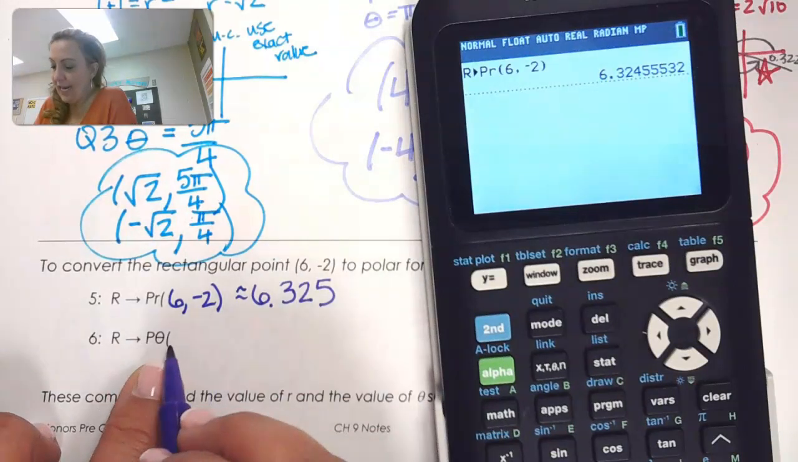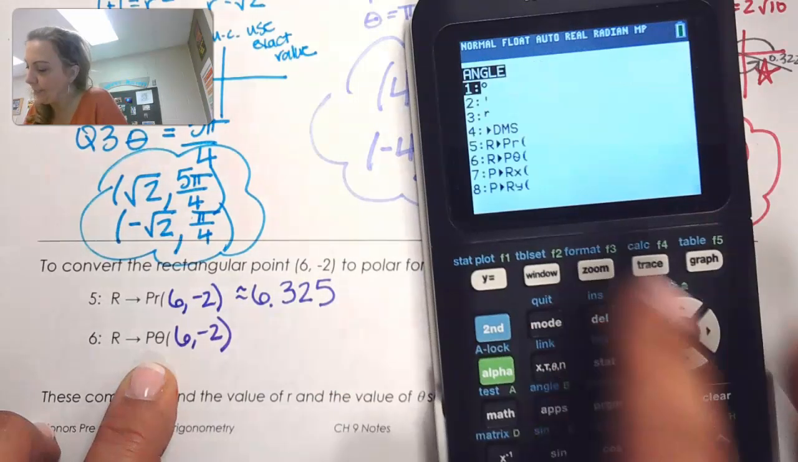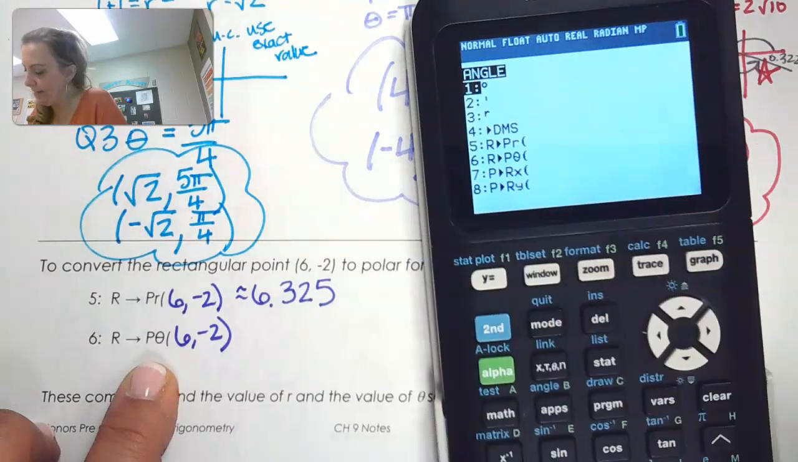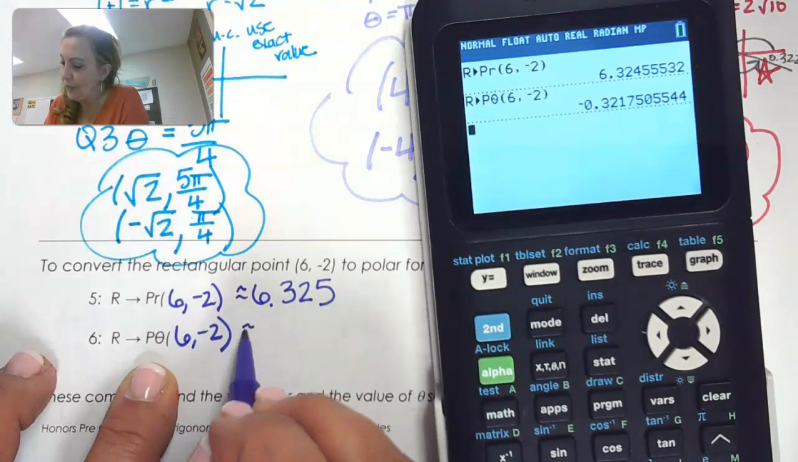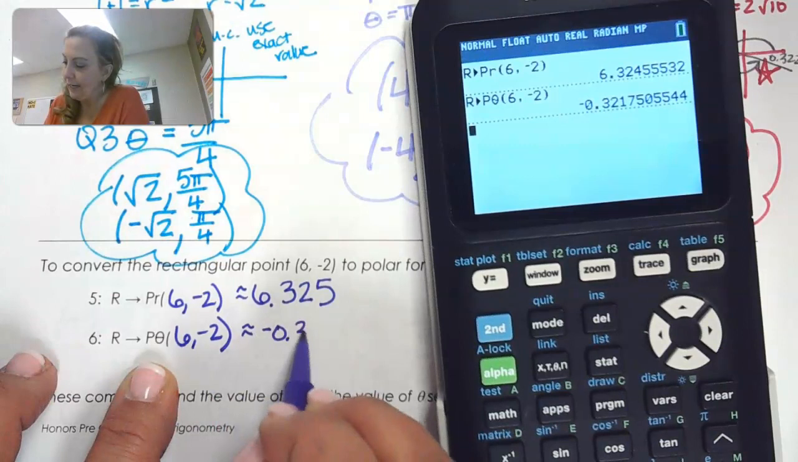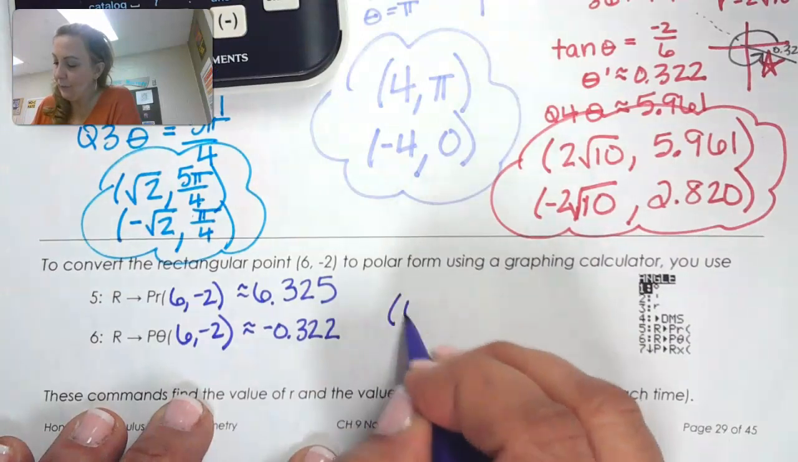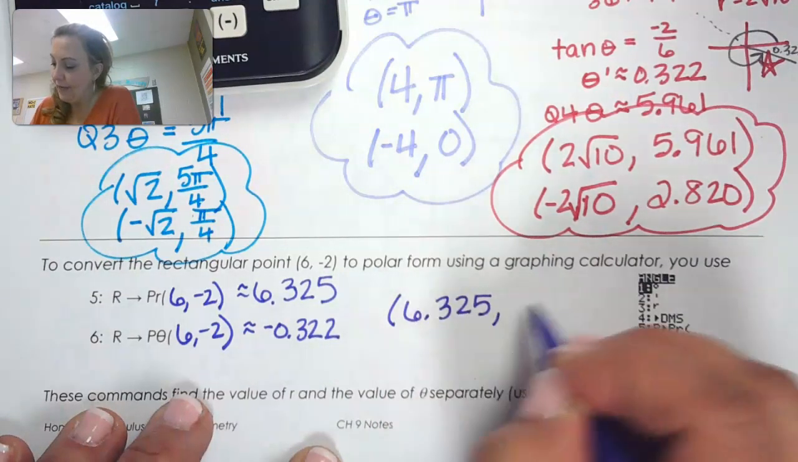And as far as the theta value goes, I do the same thing. I'm going to do second apps. Number 6 says rectangular to polar, give me theta. My x and y are 6 and -2. And that gives me about -0.322. Okay. And so then that point would be (6.325, -0.322).